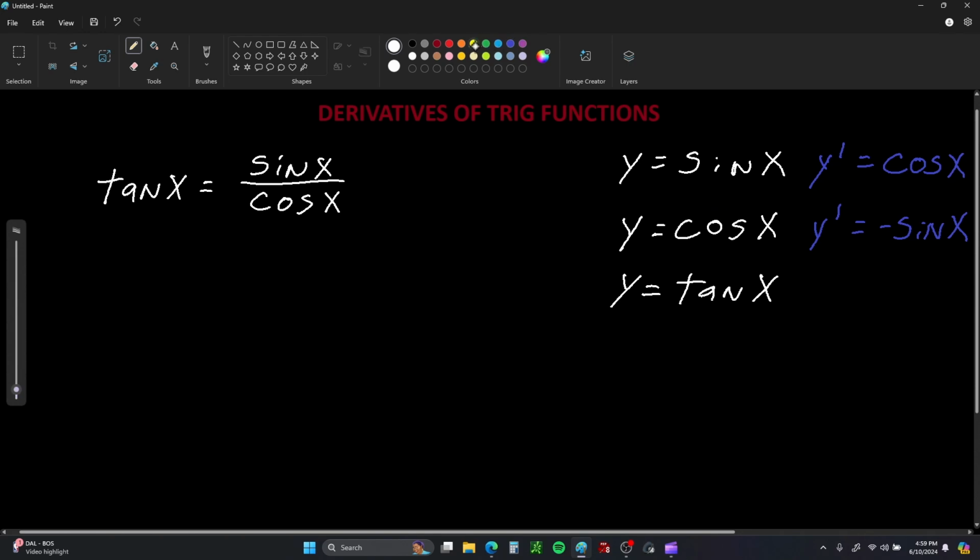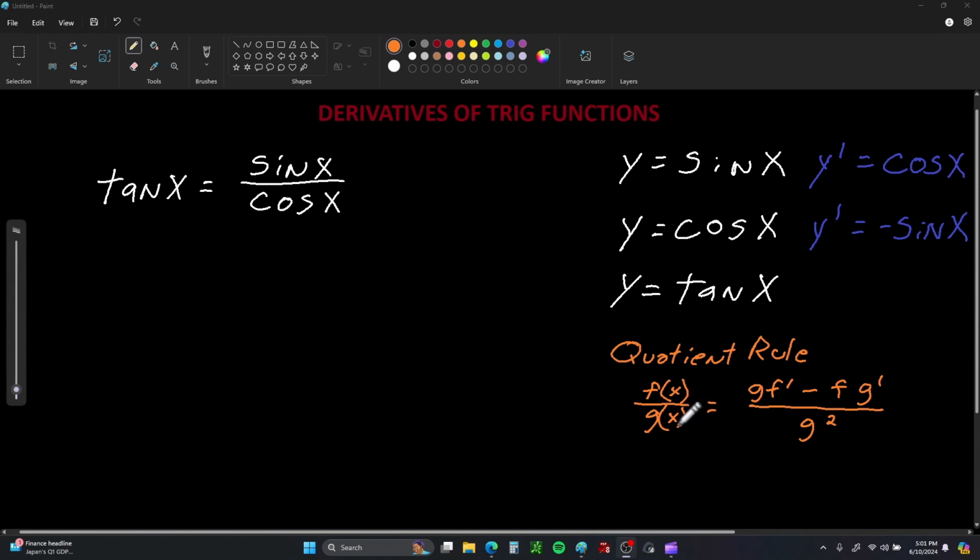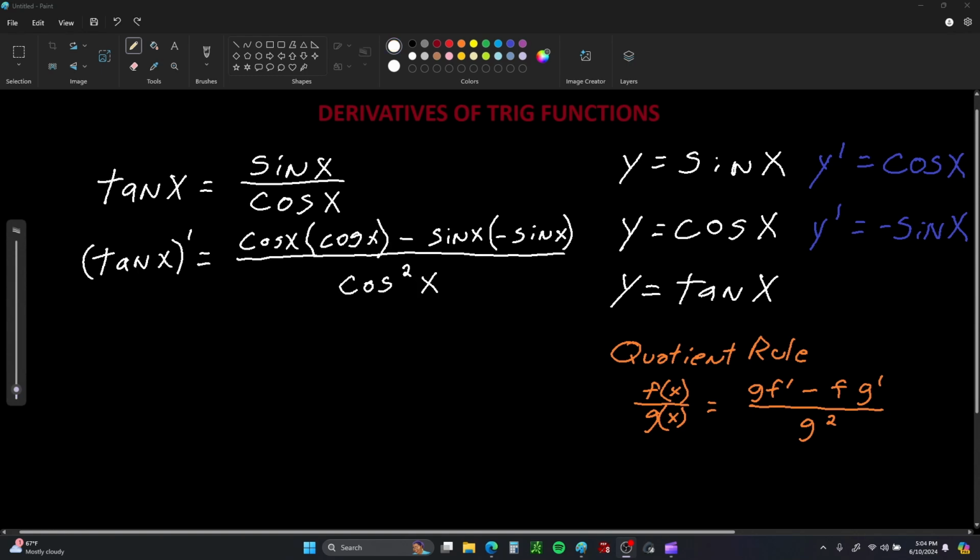So let's just review the quotient rule real quick. When we have f of x divided by g of x, the derivative will equal g of x times f prime of x minus f of x times g prime of x, and that whole thing over g of x squared. So plugging in those values, if sine of x is f of x and cosine is g of x, then I have g of x, cosine x, and then f prime of x, the derivative of sine x, which is cosine x.